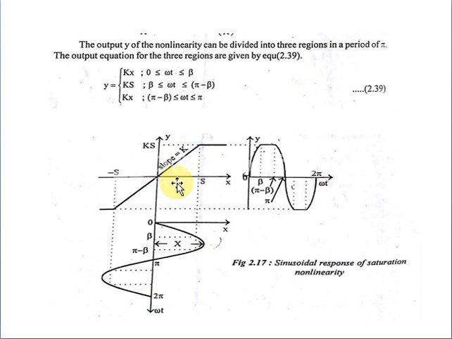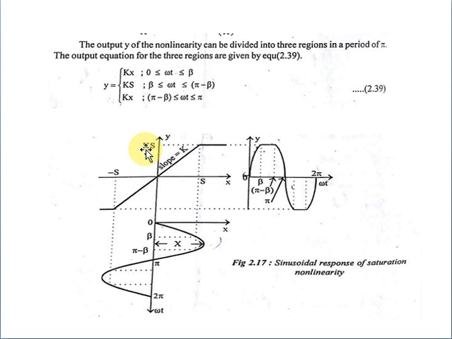Therefore, y is equal to k into x, that is y is equal to mx. Here slope is equal to k, therefore y is equal to kx. Next, from beta to pi minus beta, at this range, its value is k into s. That is, at this point, its value is s. Therefore, slope is k, therefore it becomes k into s.